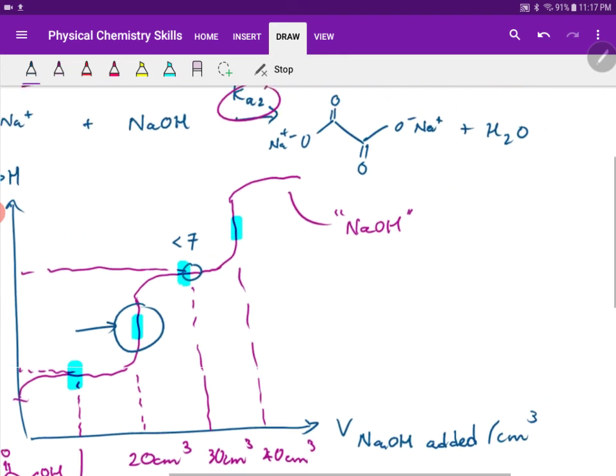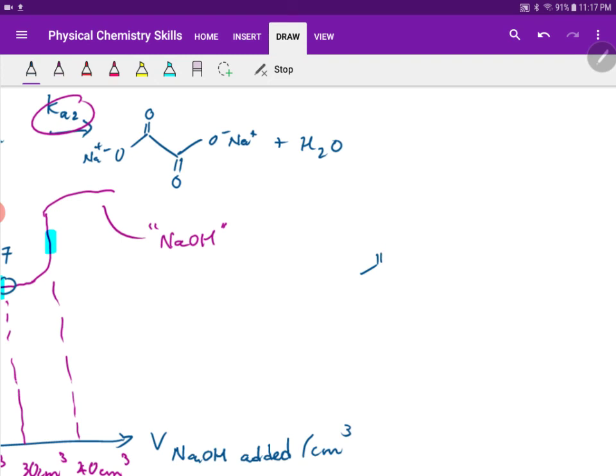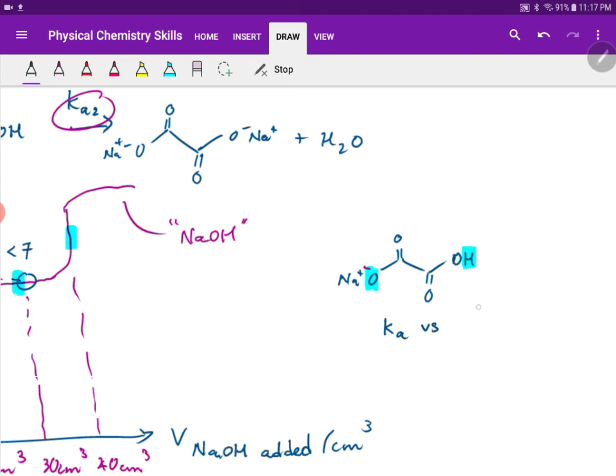So what do I mean by that? Let's take a look at this structure here. This is what we have at our first equivalence point. Notice this group here, this O- over here, is able to act as a base, whereas this OH here is able to act as an acid. So what we want to do is compare the Ka and the Kb value, Ka versus Kb. When you compare the Ka versus Kb, which are linked together by Kw, you will be able to find out whether this acts more like an acid or a base.